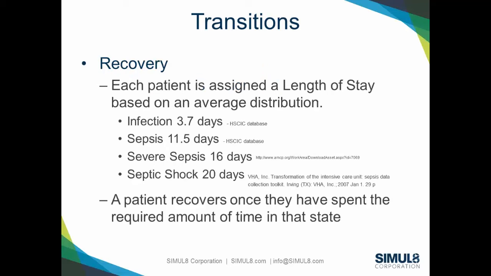So each patient is assigned a length of stay based on an average distribution. If you're in an infection state, then your likely length of stay is 3.7 days, up to septic shock, which is around 20 days. You can see that we've drawn on different research evidence, because not every hospital has this kind of data. Of course you could look for it, but this was a fairly straightforward way for us to look at what the likely length of stay would be, and this can be changed in the model. And the patient recovers once they've spent the requisite amount of time in that particular state.